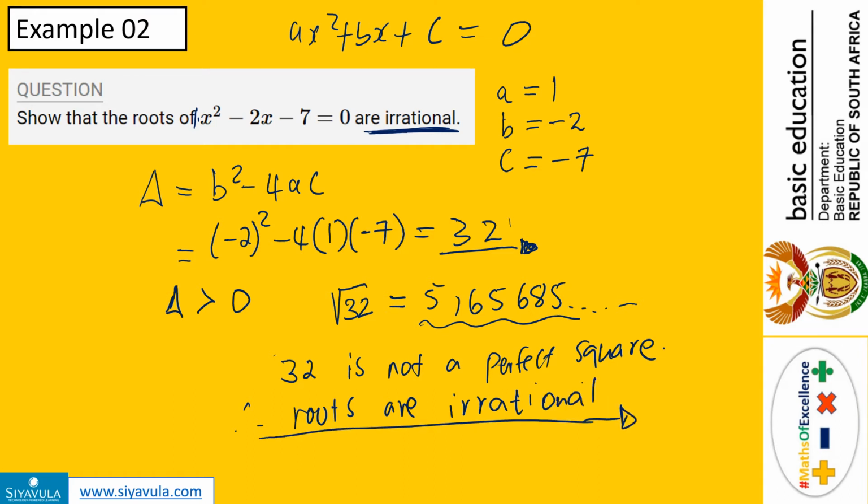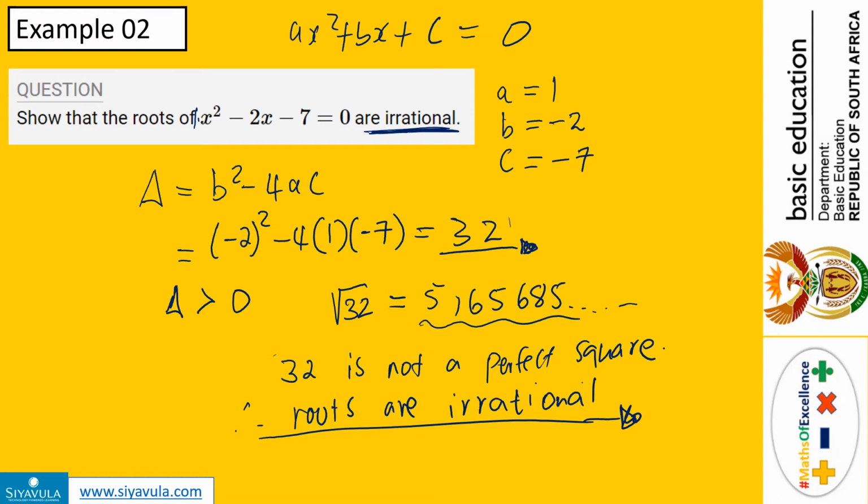So you have shown them that 32 is not a perfect square as my delta, therefore my roots are irrational. But if it was a number that is a perfect square, we were going to say the roots are rational. But then we got something that is not a perfect square, therefore the roots are irrational.